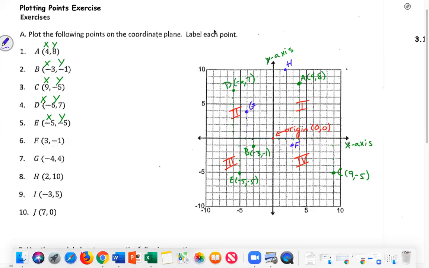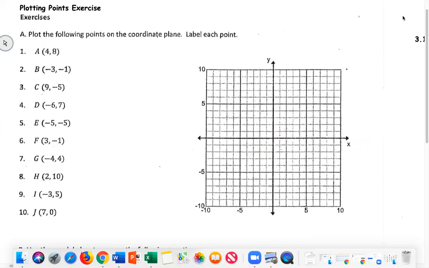So it's right there. I. And J is 7, 0. So that's to the right 7, 1, 2, 3, 4, 5, 6, 7, and I don't go up. So that's J. So it's a quick recap of how to graph, all right, and how to plot those points.